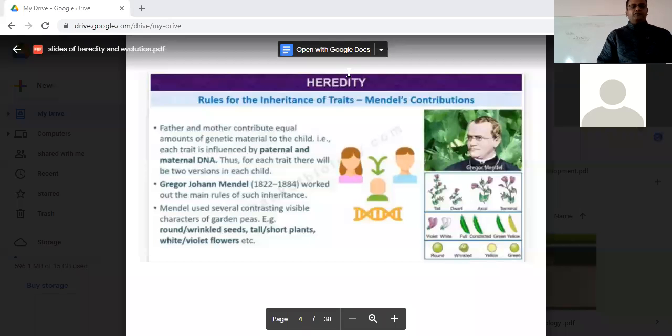Very good. For seed color, what varieties did we consider? What were the colors we considered when we were talking about the seed color? Very good, yellow and green. And when we were discussing the seed shape, what were the seed shapes we were discussing? Very good, round and wrinkled.